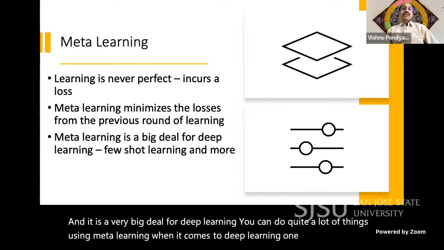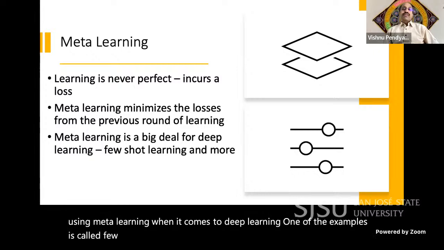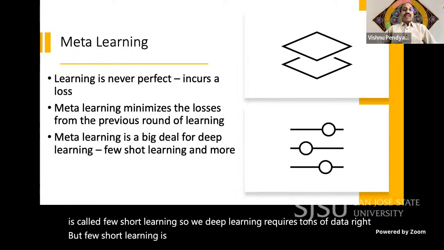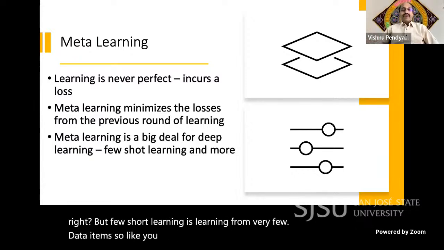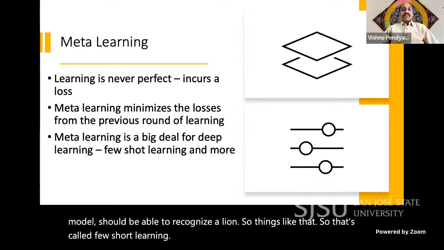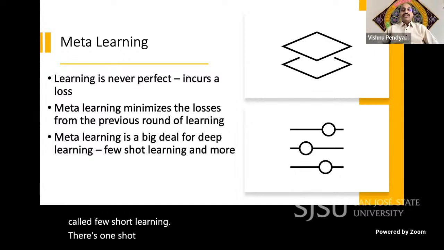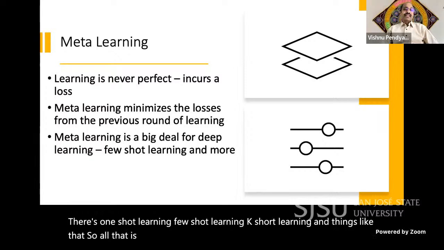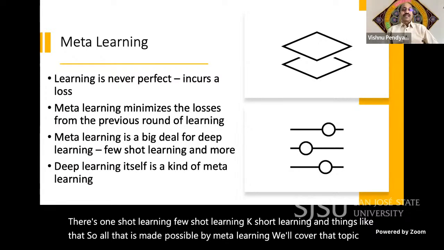One of the examples is called few-shot learning. We all know deep learning requires tons of data, right? But few-shot learning is learning from very few data items. Like you show 5 pictures of a lion, and the model should be able to recognize a lion. So that's called few-shot learning. There's one-shot learning, few-shot learning, k-shot learning, and things like that. All that is made possible by meta learning. We'll cover that topic towards the end of the talk.